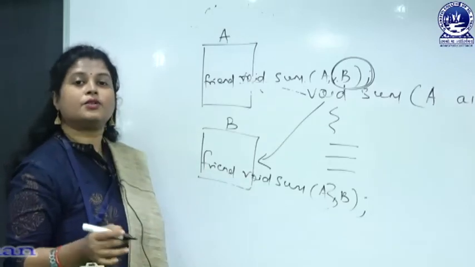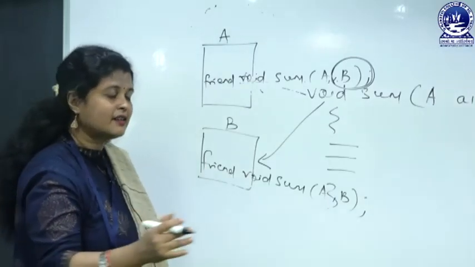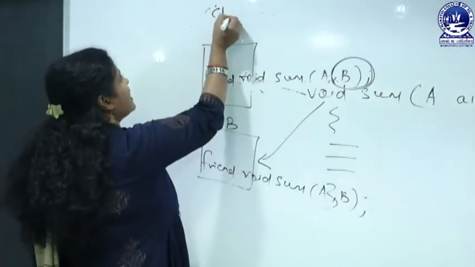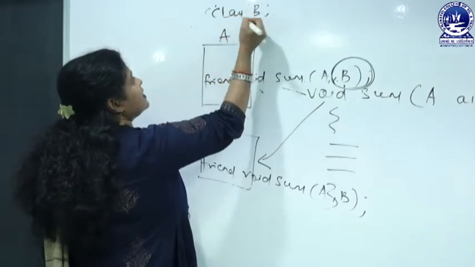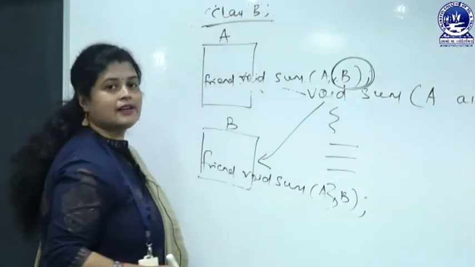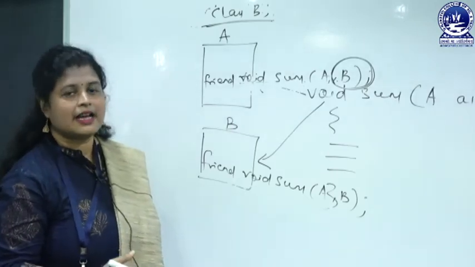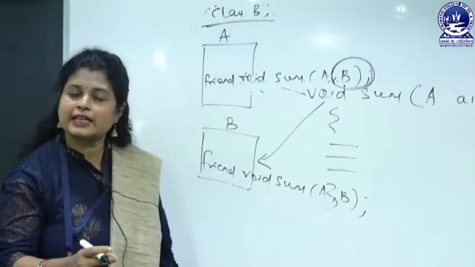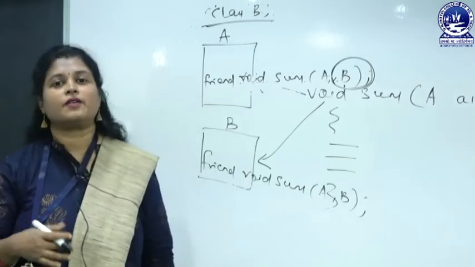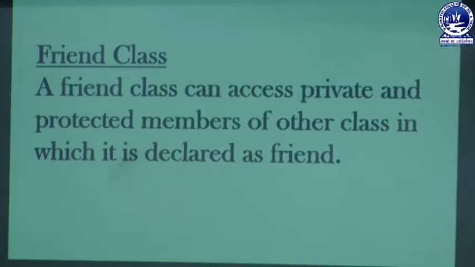In order to eliminate this error, we need to declare class B in this way, and this is called forward declaration. In the slide also I have represented this thing. I hope you have got the basic idea and a clear concept about forward declaration. Now we are going to discuss friend class.